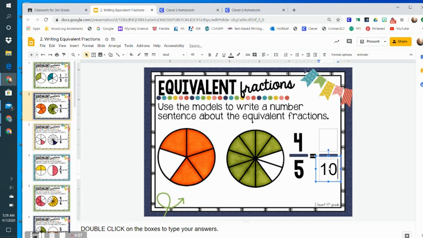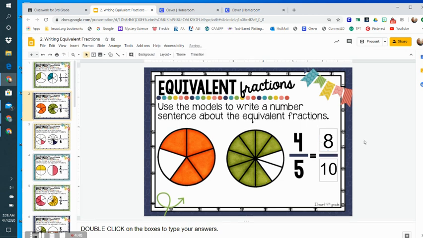10 is the denominator. It's what the circle is broken into, or all the equal pieces. The numerator is just the green part. So now I can count how many are shaded. 1, 2, 3, 4, 5, 6, 7, 8. All right, so then my equation, I can read it like this. 4/5 equals 8/10. Everyone say that. Or you can do a fancy equal and say equivalent. 4/5 is equivalent to 8/10. Try that one.